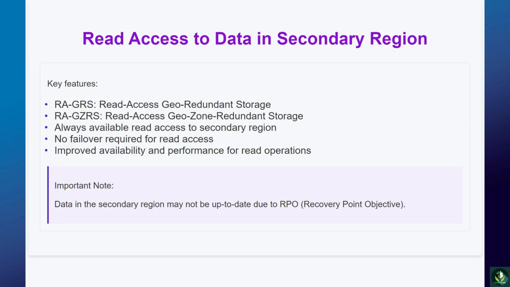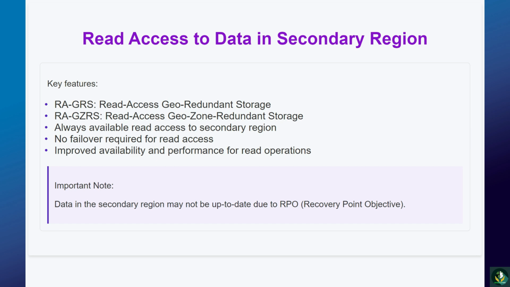Azure's geo-redundant storage options, GRS and GZRS, provide robust protection against regional outages by replicating data to a secondary region. However, in their standard configuration, this replicated data is not accessible unless a failover is initiated. To address this limitation and enhance data availability, Azure offers Read Access Geo-Redundant Storage, RAGRS, and Read Access GeoZone Redundant Storage, RAGZRS. Let's explore these options in detail.